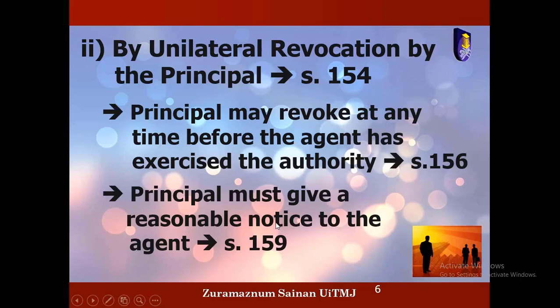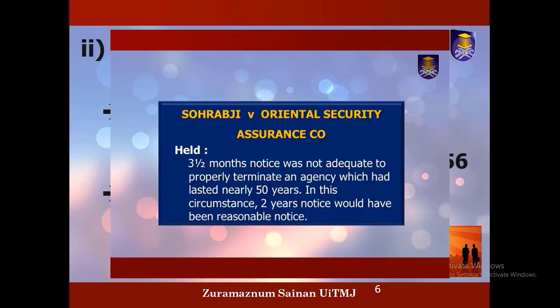Mesti memberi notis penamatan kuasa ejen tersebut secara munasabah. This is provided under section 159. Reasonable notice here means it depends on the facts and the circumstances of the parties by looking into their relationship, for how long the agency had been existed. For example, in the case of Sohrabji, the agent was terminated by the principal with a 3.5 months notice, but it was held that the termination notice was not reasonable, and the court held that the agency can only be terminated by 2 years notice because the agency had lasted for more than 50 years. Agensi tersebut telah wujud sejak lebih daripada 50 tahun.